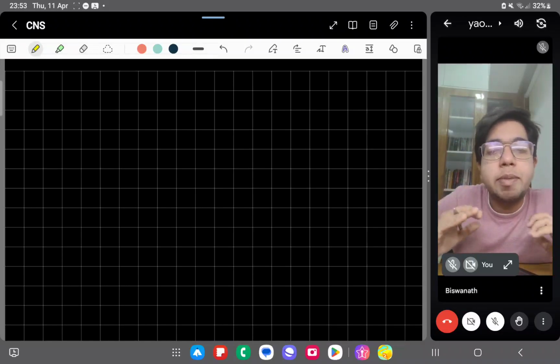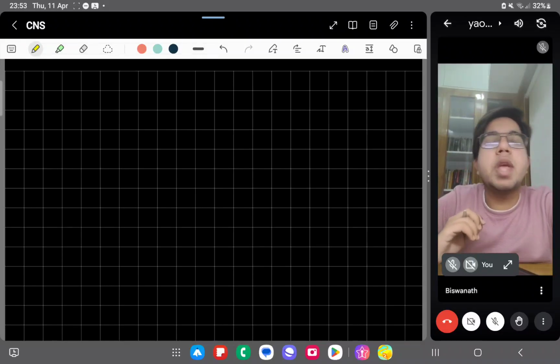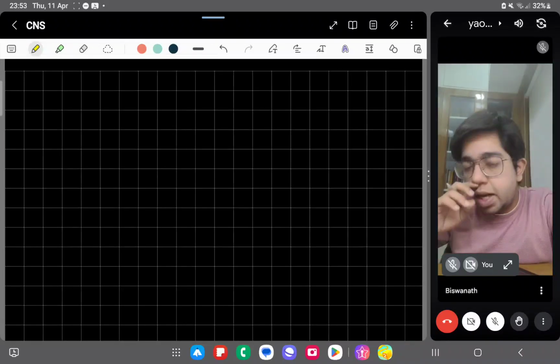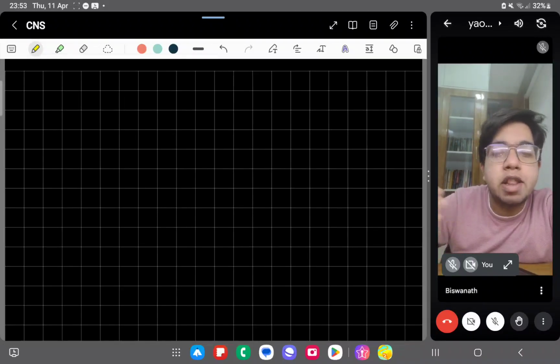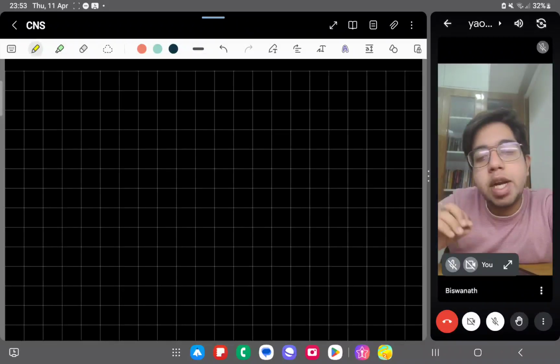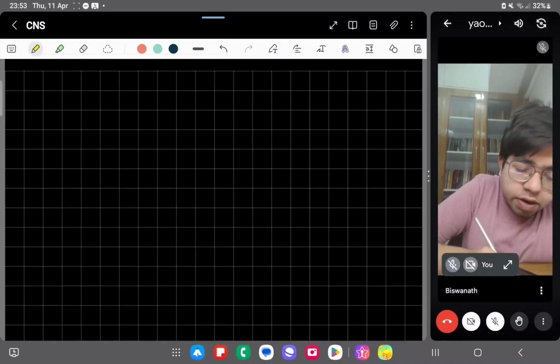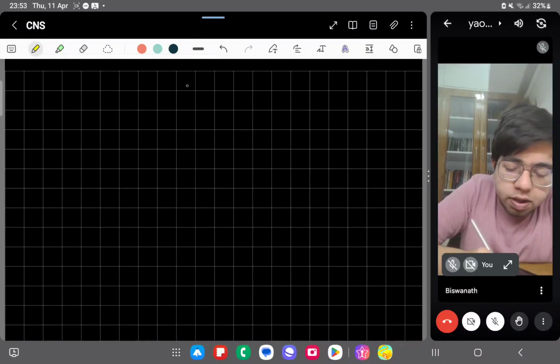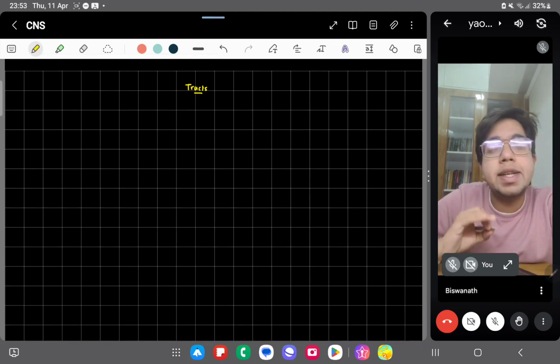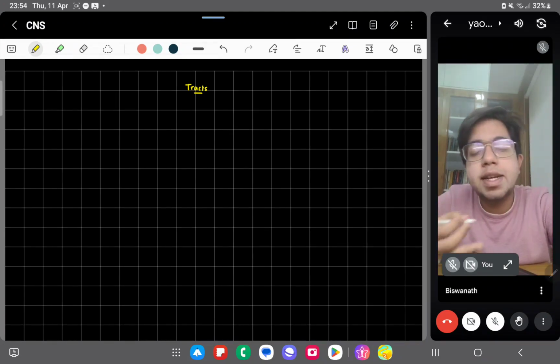We'll cover some important aspects of CNS and we'll go sequentially. We'll start with the synapses, then we'll go to the receptors and pathways. Pathways will include the tracts. When we talk about CNS, generally in sensory CNS and motor also, we have tracts. In the motor CNS especially, we have ascending tracts and descending tracts.